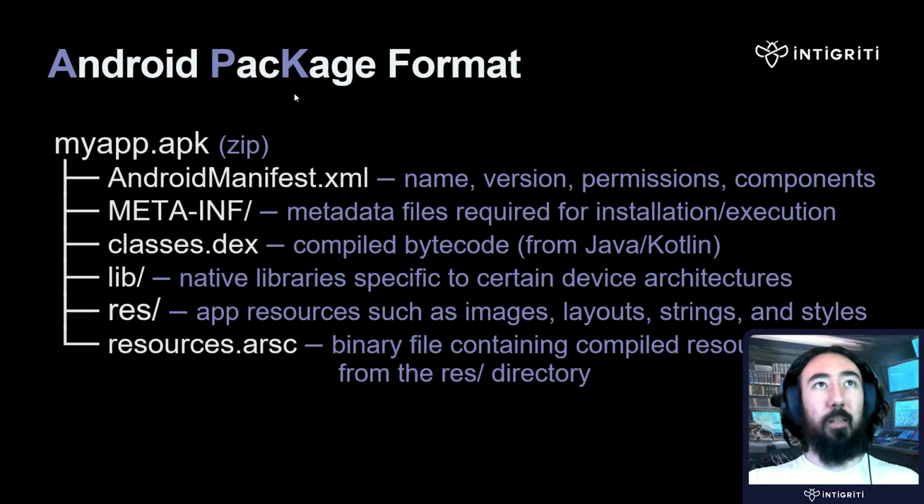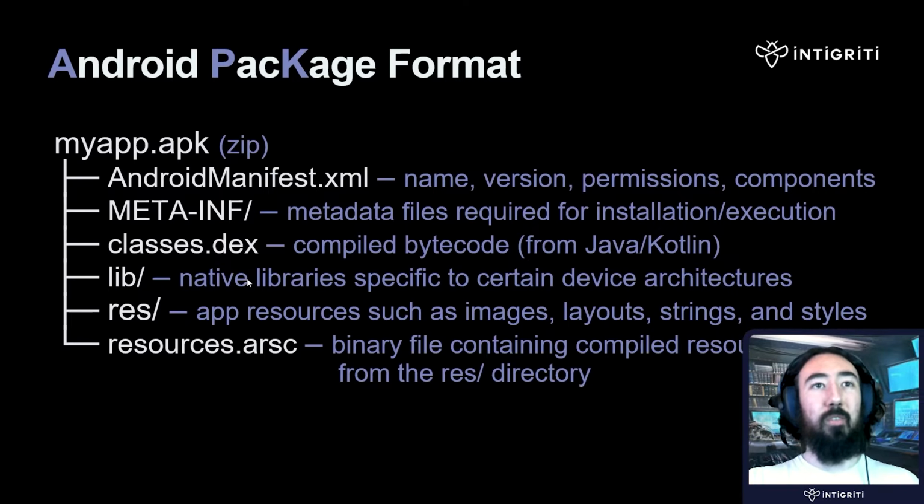So APK stands for Android Package, and it's basically what you would install if you want to install an Android application. It is essentially a zip archive, so you can just unzip it, and you'll end up with these files and directories. The Android manifest has the package name, version, permissions, components. We've got a META-INF directory, which has the metadata, as the name would indicate. We've got classes.dex, which is what we mentioned previously, the Dalvik bytecode, compiled from the Java and Kotlin.